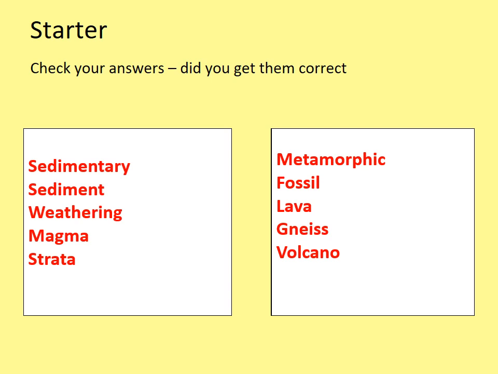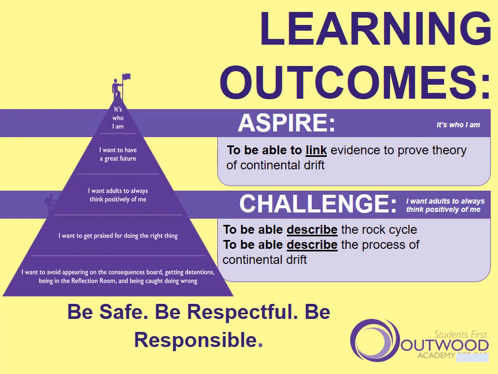So our learning outcomes today, our challenge outcome is to be able to describe the rock cycle and to be able to describe the process of continental drift. And our Aspire learning outcome is to be able to link evidence to prove the theory of continental drift.